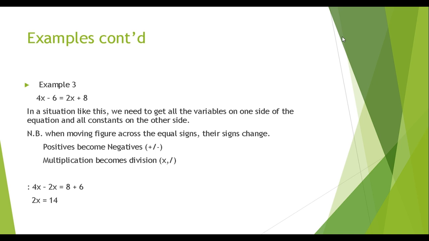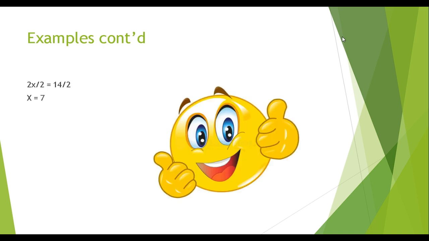So all we're going to do now is simplify. 4x minus 2x is 2x, and 8 plus 6 is 14. So we're going to have 2x equal 14. Then now just divide both sides by 2, and then x equal 7.